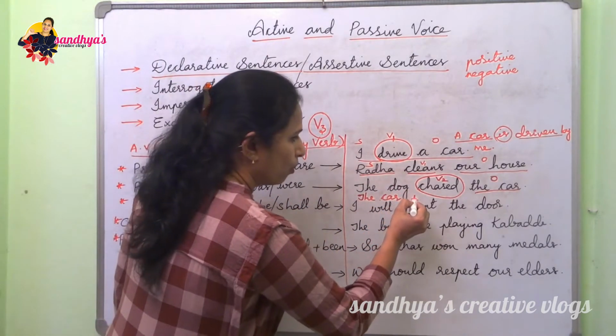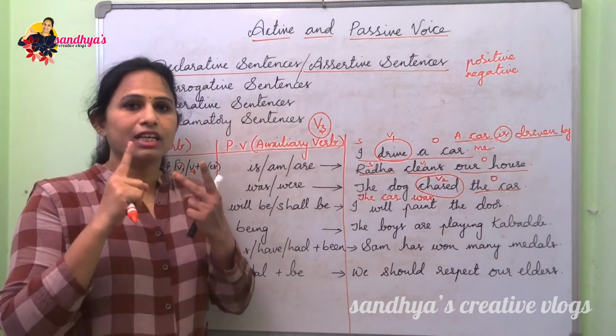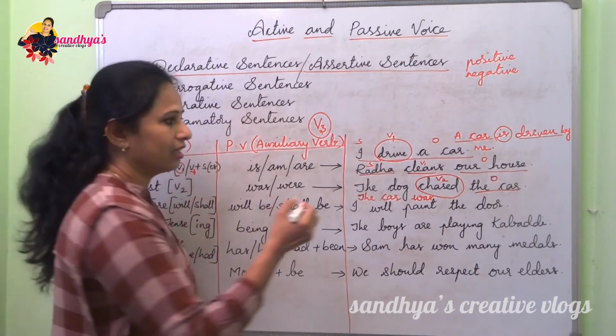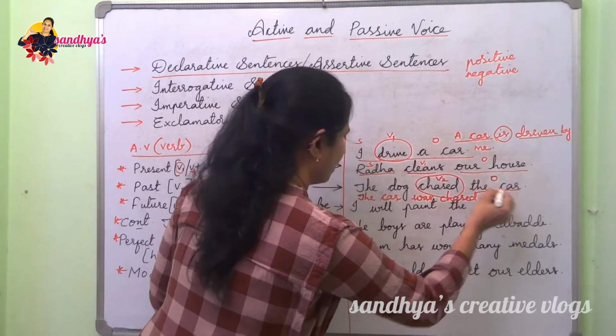The car was. Now let us see the third form of chased. Chase, chased, chased. And the third form once again, it's chased by the dog.